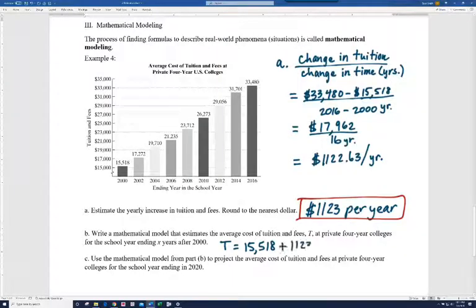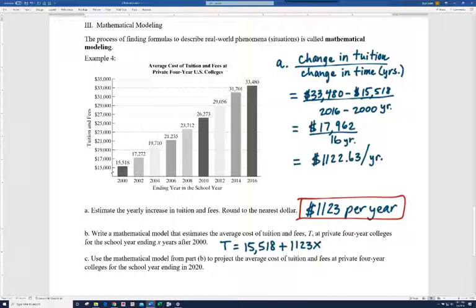So the equation should be 15,518 plus 1123 times X. And so this is a model to help us make predictions for the future. Now in C it says use the mathematical model to project the average cost of tuition and fees at private four-year colleges for the school year ending in 2020.